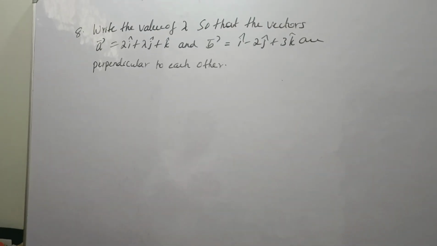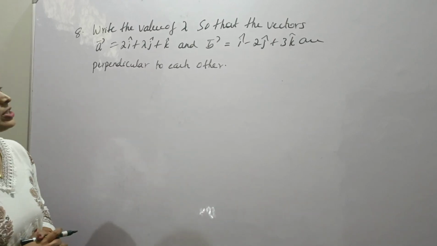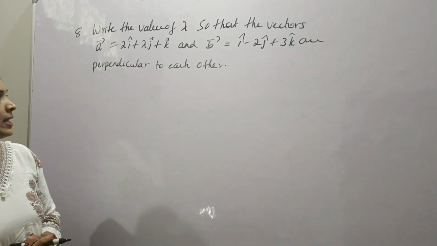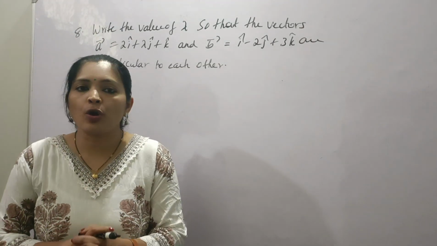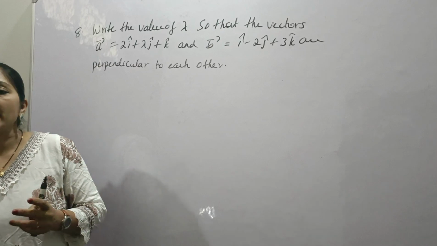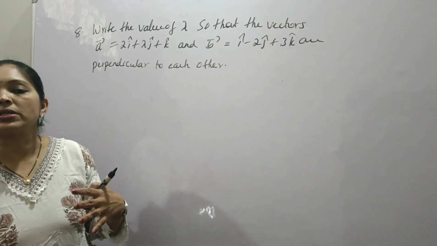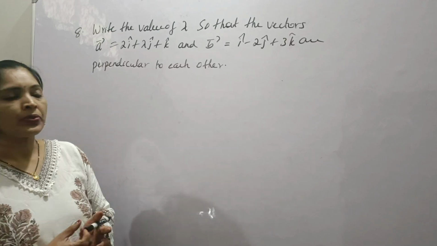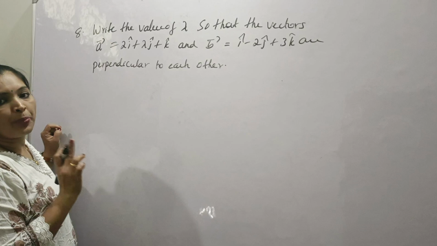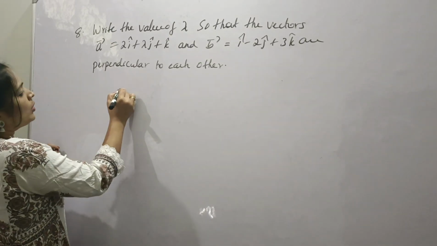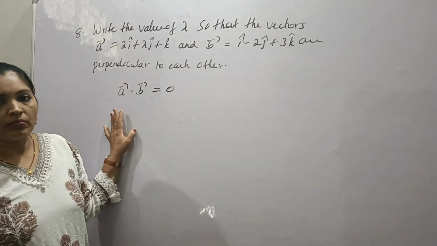Write the value of lambda so that the vectors vector A is equal to 2i plus lambda j plus k and vector B is equal to i minus 2j plus 3k are perpendicular to each other. We know that scalar product of two perpendicular vectors is 0, right? Because its angle is 90 degree and cos 90 is 0, right? So here we can write, since vector A and vector B are perpendicular to each other, vector A dot vector B is equal to 0, right?